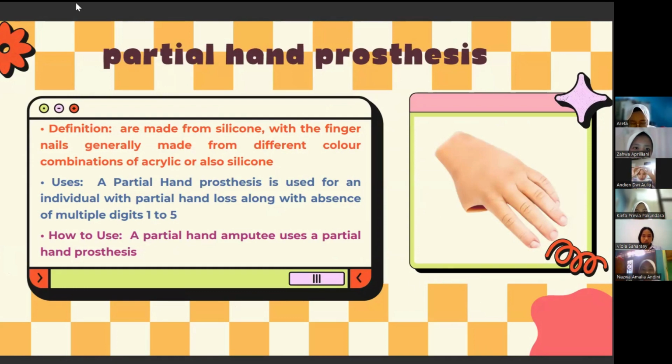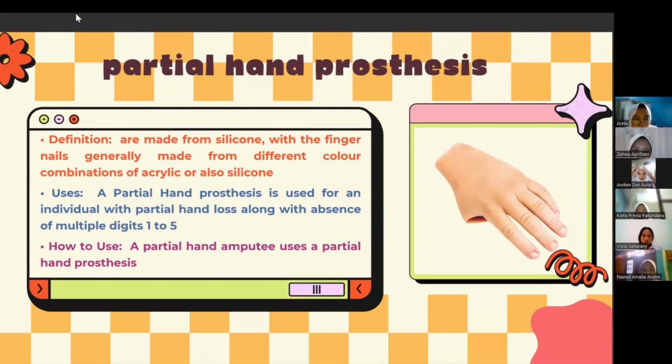Thank you, Najwa. Definition: partial hand prosthesis. It is made from silicone with the fingernails, generally made from different color combinations of acrylic or also silicone. Uses: a partial hand prosthesis is used for an individual with partial hand loss, along with a patient of multiple digits, 1 to 5. How to use? A partial hand amputee uses a partial hand prosthesis.